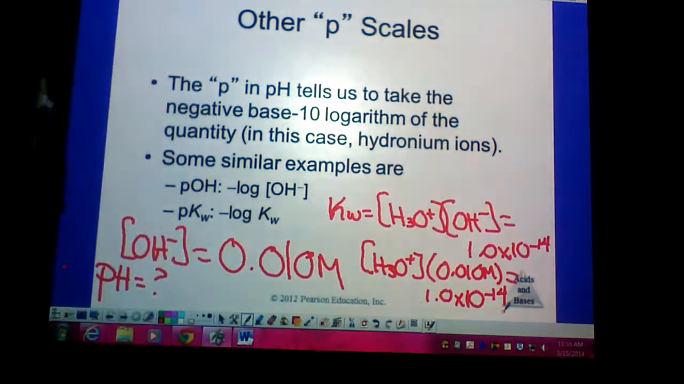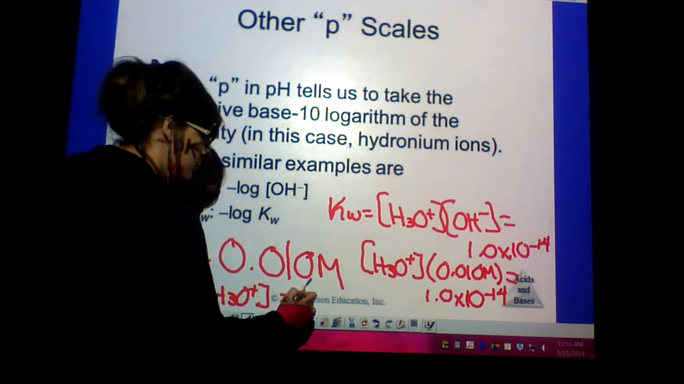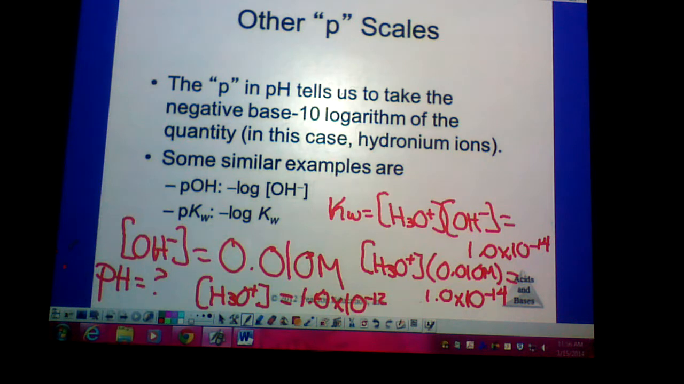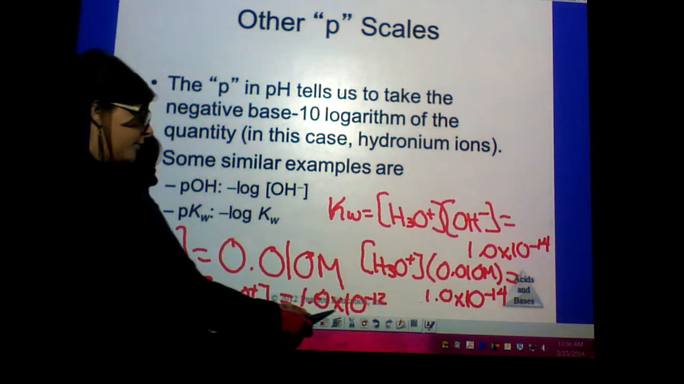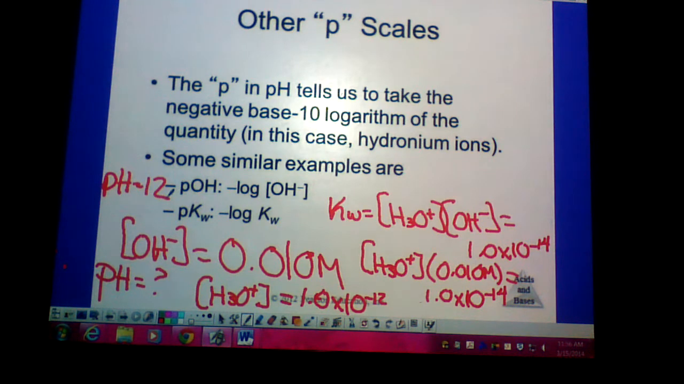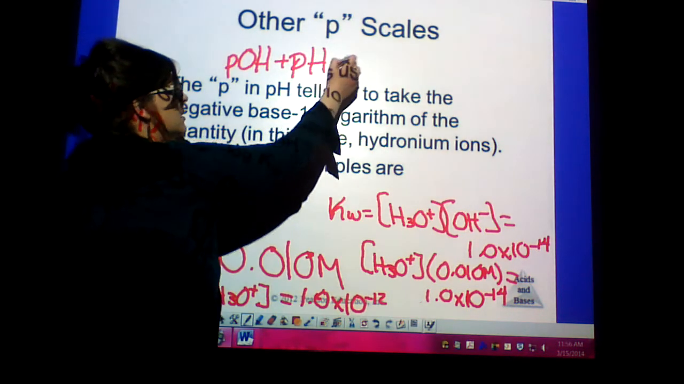So if I take my 1 times 10 to the negative 14th and divide it by 0.01, we're going to get a concentration for hydrogen, H3O plus, that should equal 1.0 times 10 to the negative 12. And if I take the negative log of this, that will give me my pH. So the negative log of 1.0 times 10 to the negative 12 gives a pH of 12. We also could have done this another way. If I knew the hydroxide concentration is 0.01, and I took the negative log of that, it would have given me a pOH of 2. And pOH plus pH equals 14.